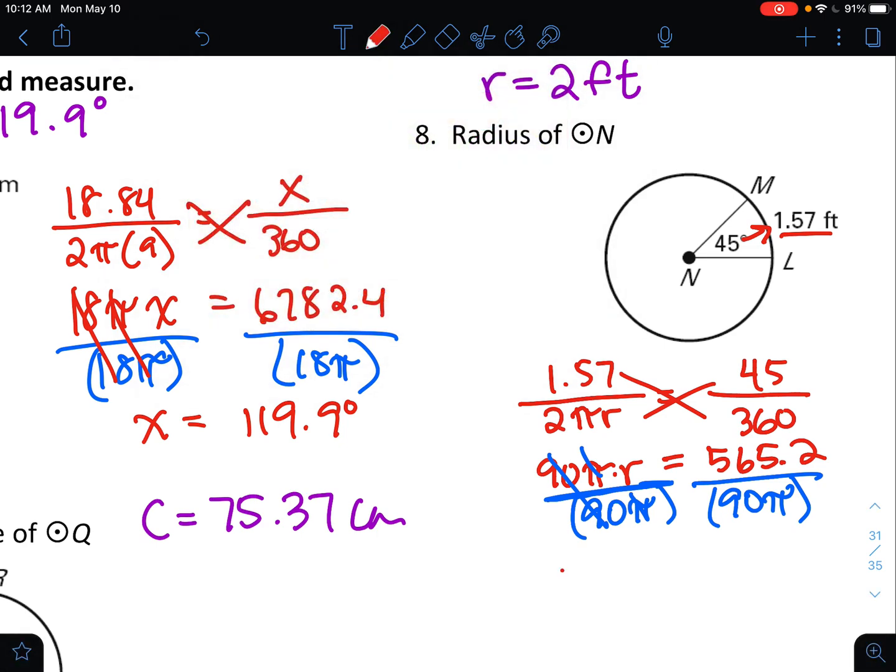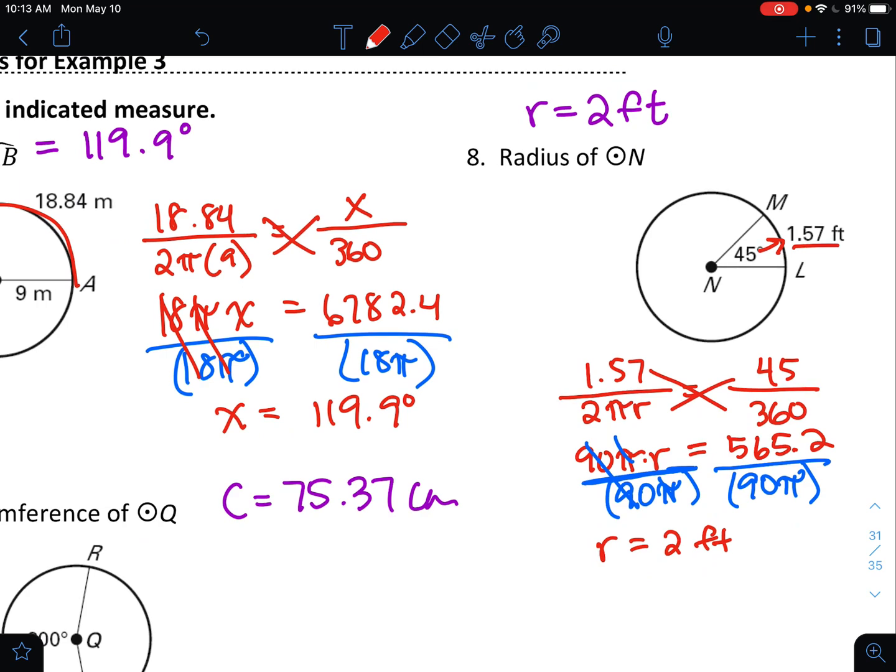Okay, so you are left with radius on the left. So I'm going to do the 565.2 divided by, open your parentheses, 90 times pi, close your parentheses, and there it's like 1.998. So I rounded that up to 2 for the answer.